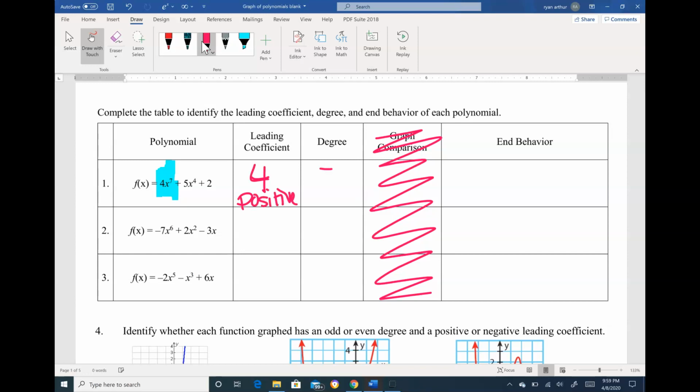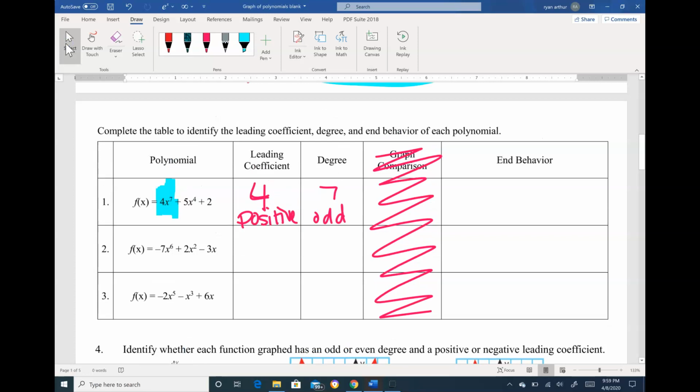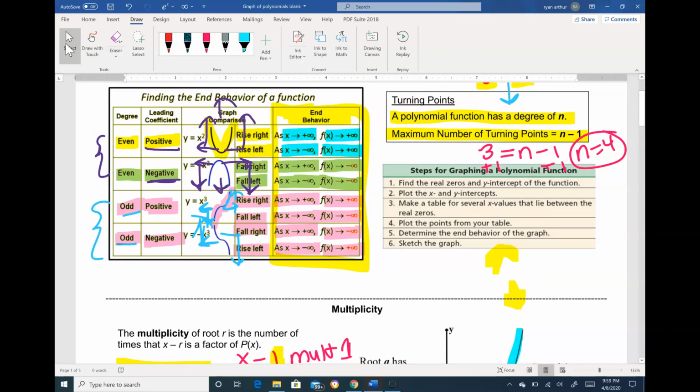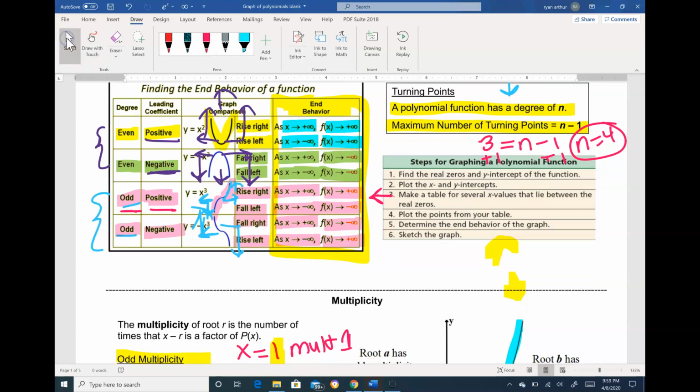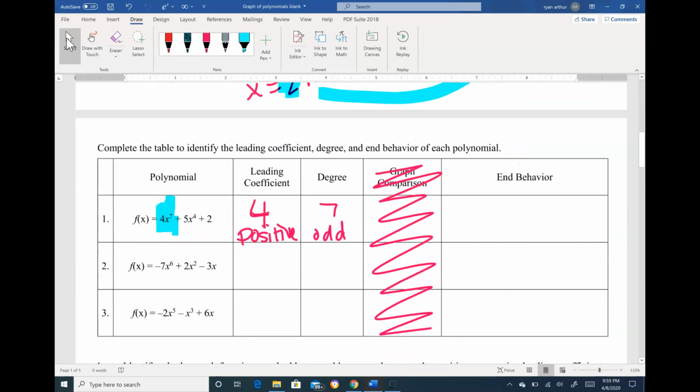The degree is 7, which is odd, okay? So this is a positive odd. A positive odd is going to be right here. All right, so that means as x approaches positive infinity, y also approaches positive infinity, and as x approaches negative infinity, f of x approaches negative infinity. So we come down here, and that's what we're going to write.